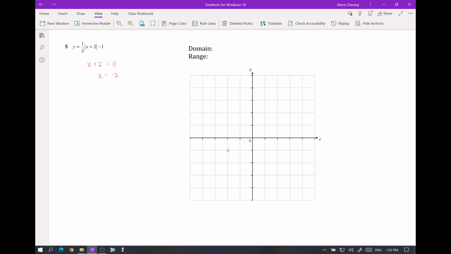This time it has a scale factor of half. So that means every time I go up once, I go right twice. So 2 right, 1 up, 2 right, 1 up. And in the other direction, 2 left, 1 up, 2 left, 1 up. So our domain, all real numbers. Y is anything greater than or equal to -1.